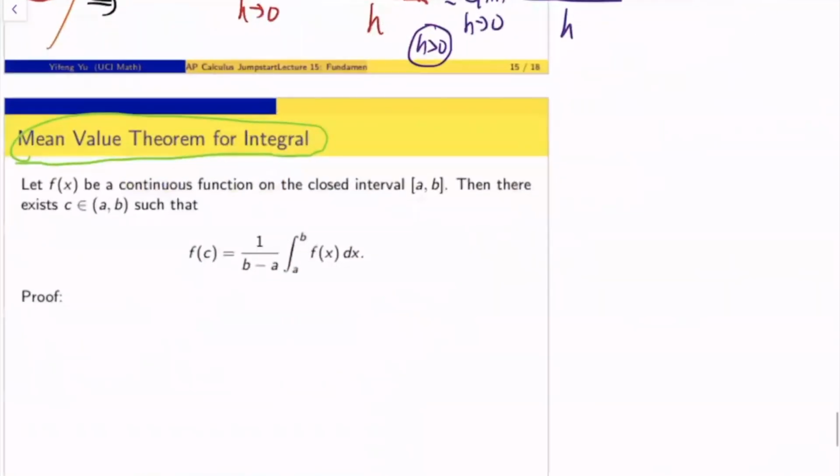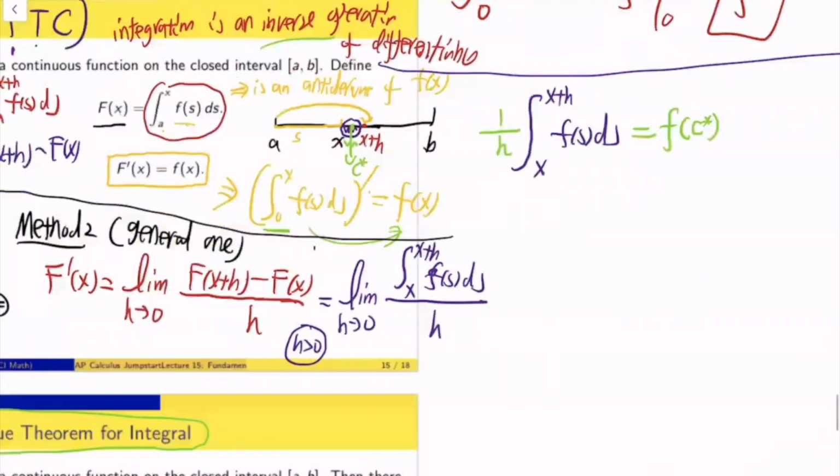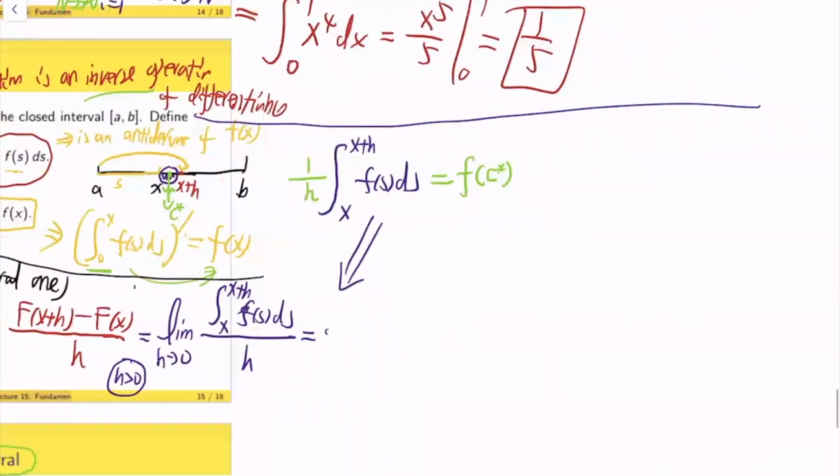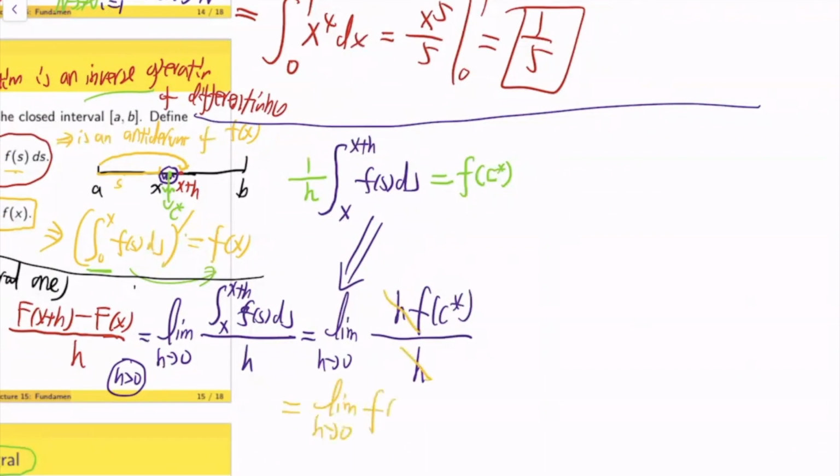theorem for integrals. It says, suppose you have a function f(x) defined on a closed interval [a, b]. Then the average of f(x) over [a, b] is equal to the value of f at some point. That's what we have. Then let's see what we get. If I apply this, this will just equal the limit as h goes to 0 of h times f(c star) over h, and you just get a cancellation. So I get the limit as h goes to 0 of f(c star).